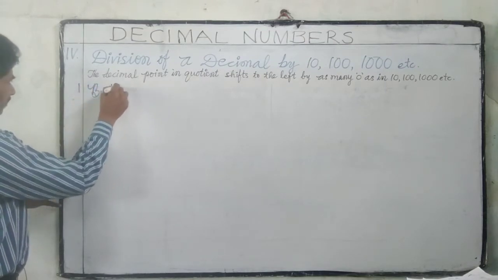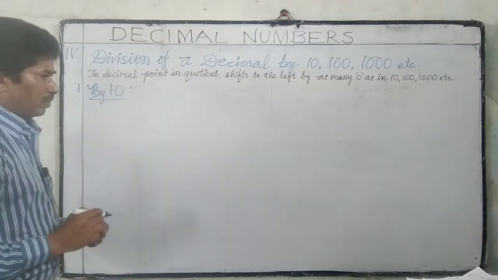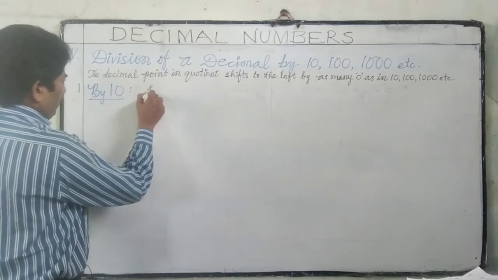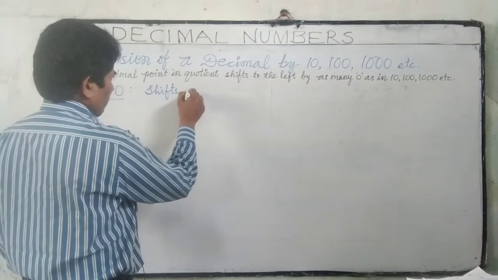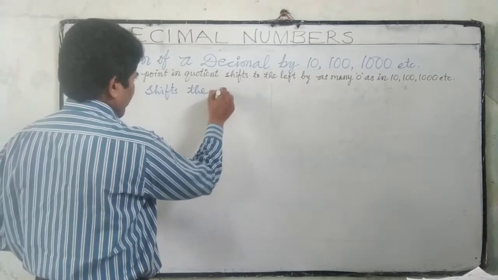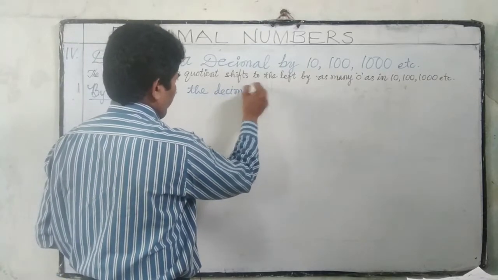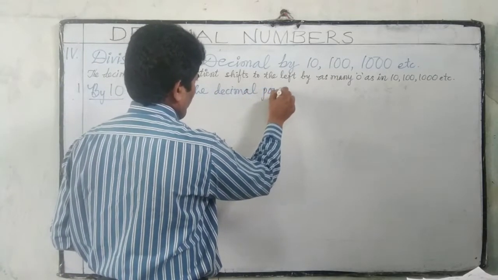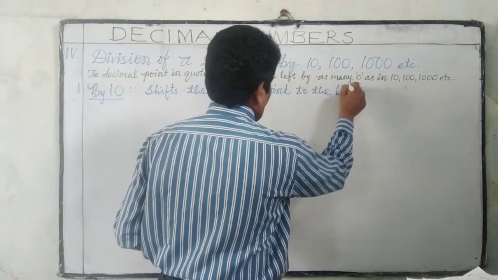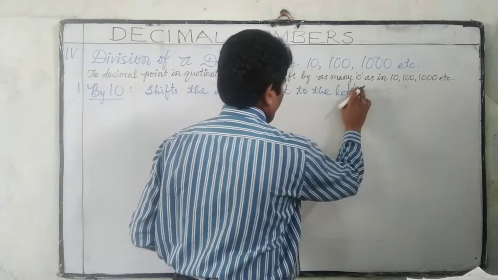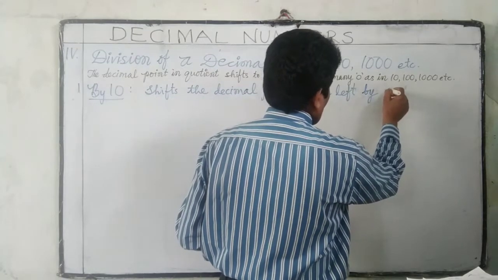By 10. Division by 10 shifts the decimal point to the left by one place.